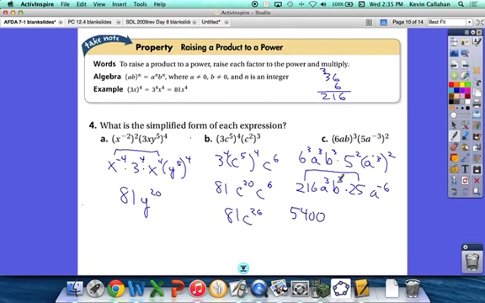What's a to the 3rd times a to the negative 6? A to the negative 3, which needs to be flipped. And b to the 3rd.